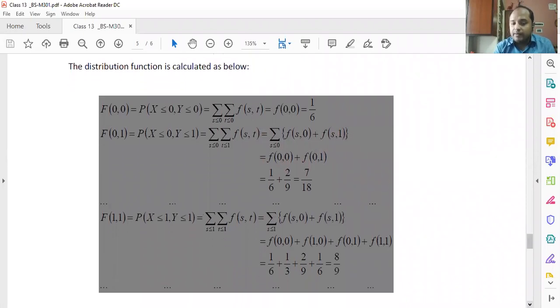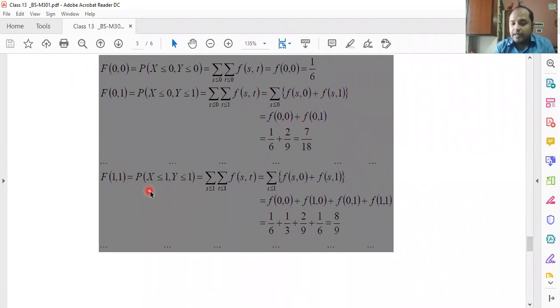Similarly, let me show another one. F of 1, 1 can be written as the probability of x less than or equal to 1, y less than or equal to 1. Write this in this manner, and that will be the summation over s less than or equal to 1. What are the possible values for t? 0 and 1. So we have written it as f of s, 0 plus f of s, 1.